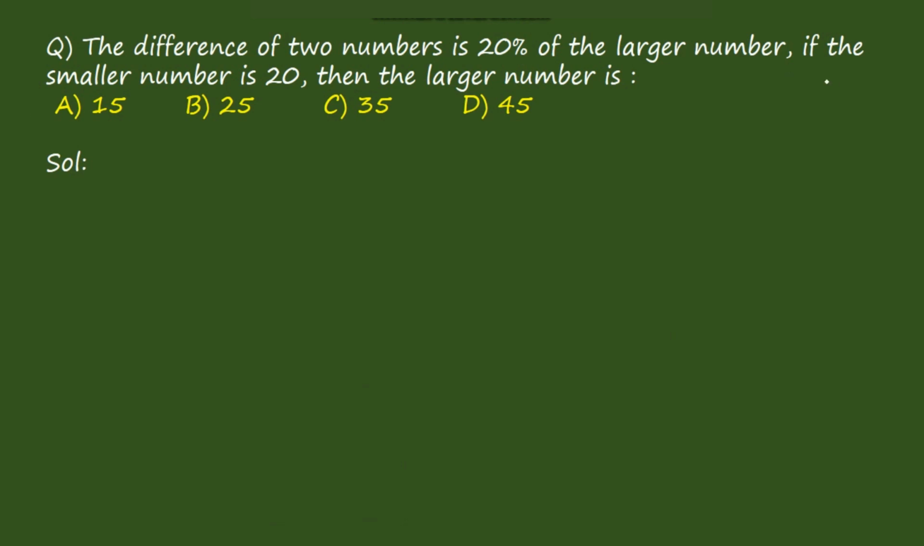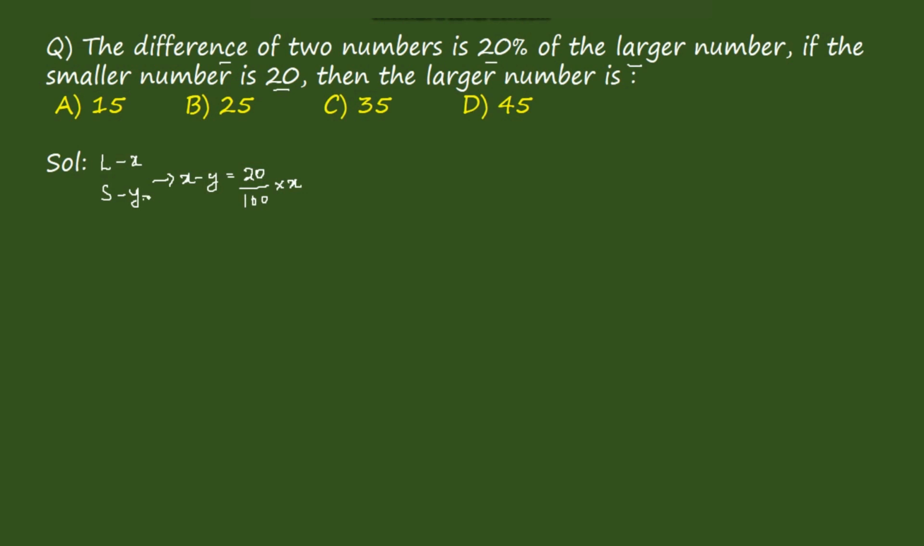Difference of two numbers is 20% of the larger number. The smaller number is 20, then the larger number is. Okay, first to understand the question. We're saying the difference of two numbers is 20% of the larger number. So consider one number as a larger number, one number as a smaller number. Let the larger number be x and smaller number be y. Then I am saying the difference between them, x minus y, is equal to nothing but 20% of the larger number. Then it becomes 20 by 100 into x, right?